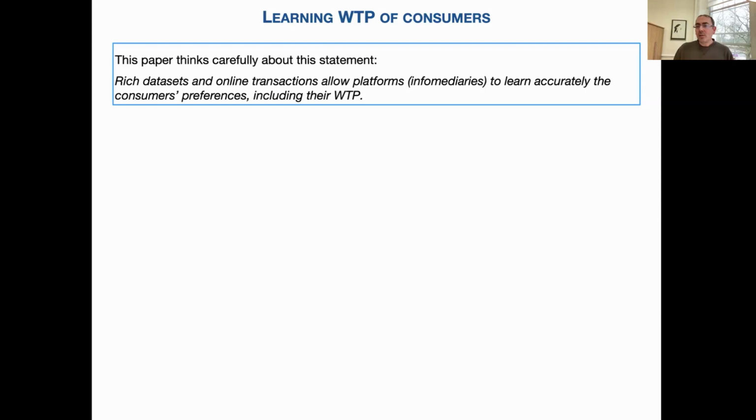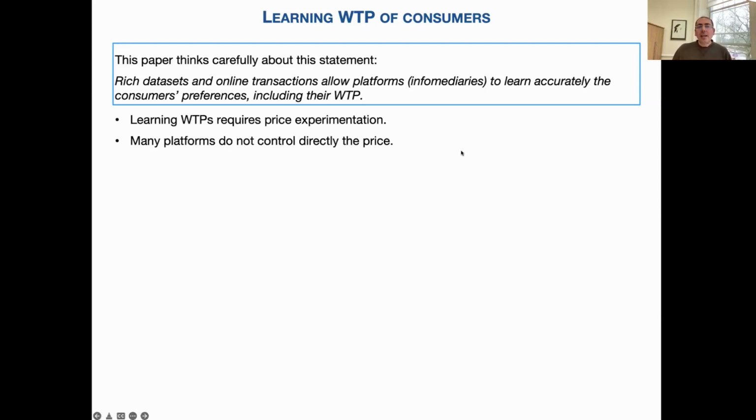Okay? And just to give you an idea, in order to learn the willingness to pay of the consumers, you need to have price experimentation. You need to offer consumers different prices so that you understand at which point they are not willing anymore to buy. That's what the willingness to pay is. But in a lot of situations, platforms do not control the price directly. Okay?